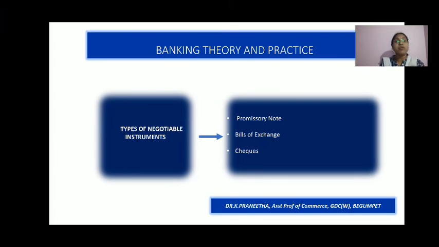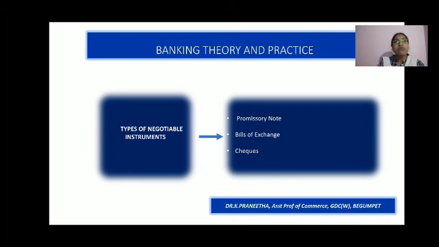The second one is bills of exchange. A bill of exchange, popularly known as a bill, is defined under Section 5 of the Negotiable Instruments Act 1881. It is an instrument in writing containing an unconditional order signed by the maker directing a certain person to pay a certain sum of money only to, or to the order of, a certain person or to the bearer of the instrument. It is a written document. It is an acknowledgement of the debt. The creditor prepares a bill of exchange which is accepted by the debtor.